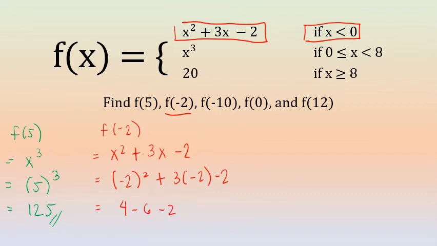So 4 minus 6 minus 2. So 4 minus 6 is negative 2 minus 2. This will give us a final answer of negative 4. Okay? So f at negative 2 is equals to negative 4.